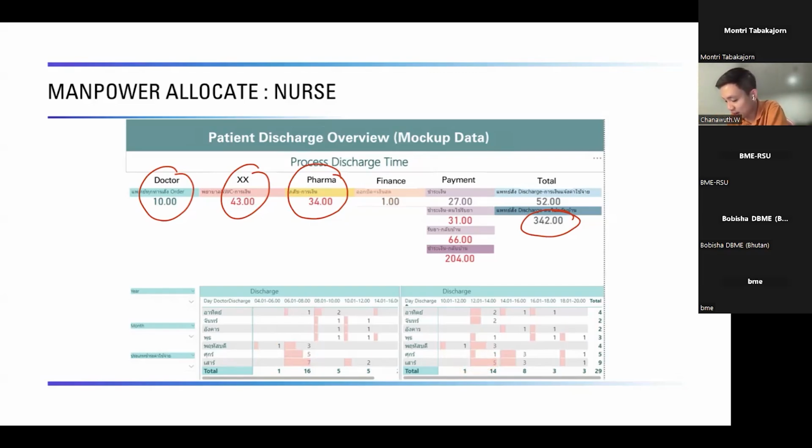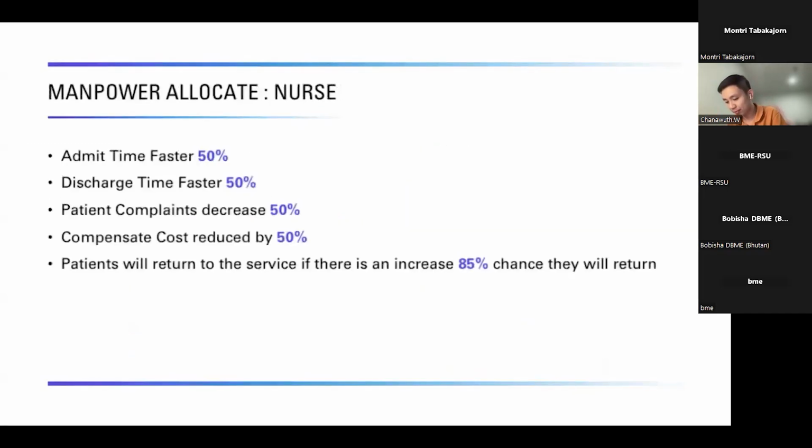You can allow or allocate staff to this, so that patients do not wait so long, or improve in the morning. For example, this is an action. After this project, I made the process time faster by 50% and discharge time faster by 50%. And patient complaints decreased by 50%.